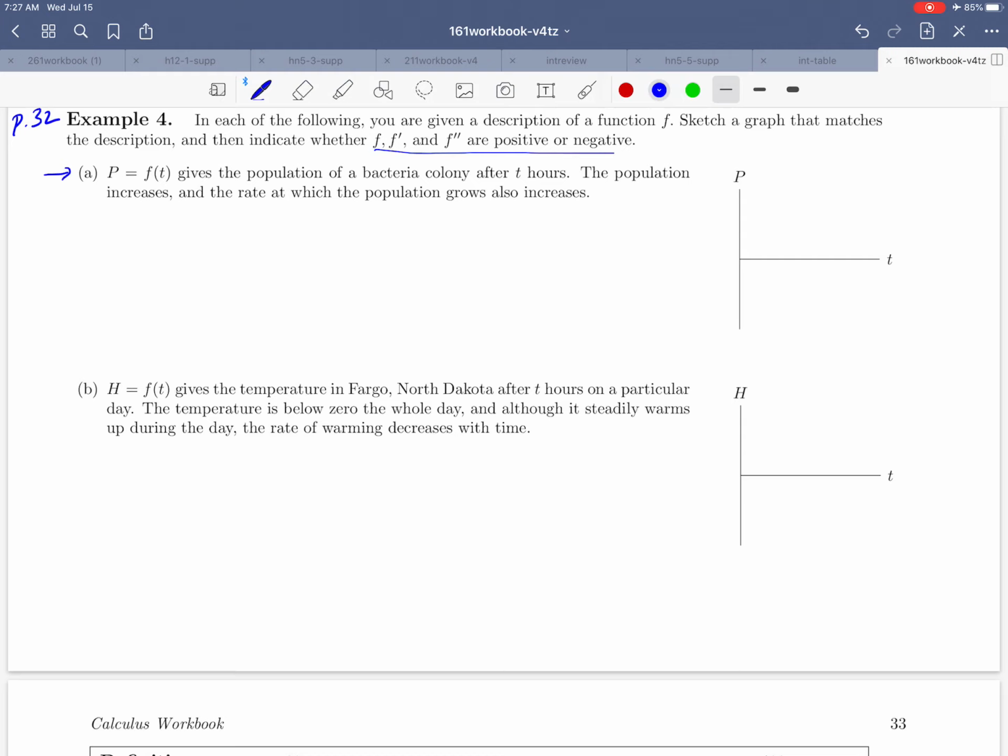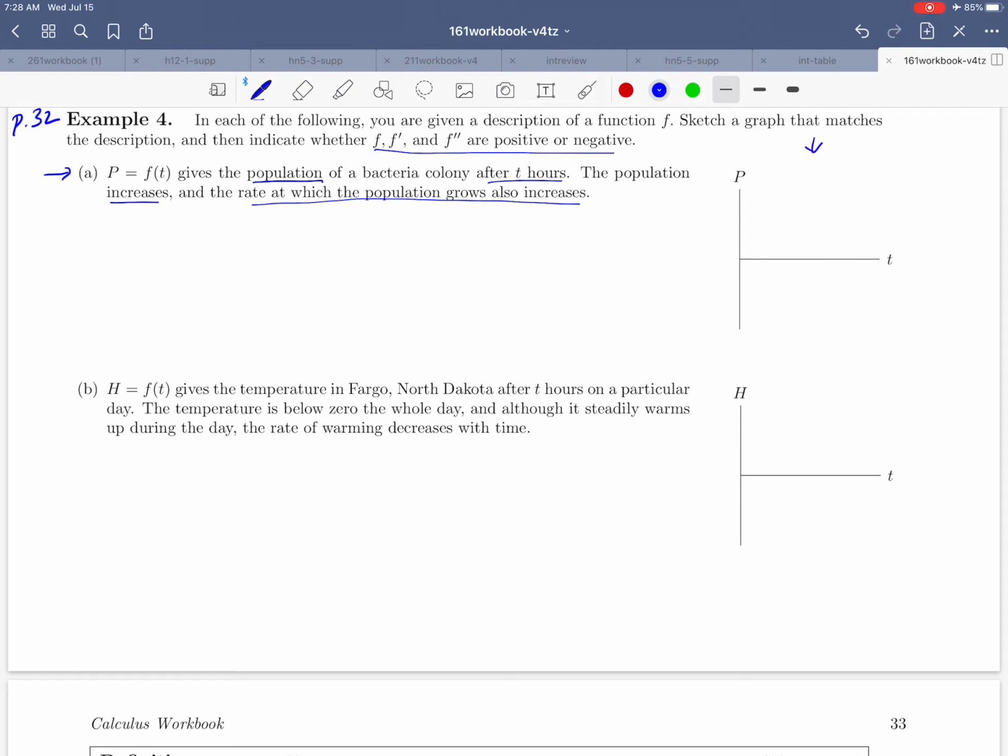Let's read what they're giving us. So P equals f of t gives the population of a bacteria colony after t hours. Okay, and they're giving us some information about how this population behaves. In particular, it increases, and also the rate at which the population grows increases. The question is, how do we draw a graph that incorporates all of that information at once? Okay, well, let's just give it a shot over here.